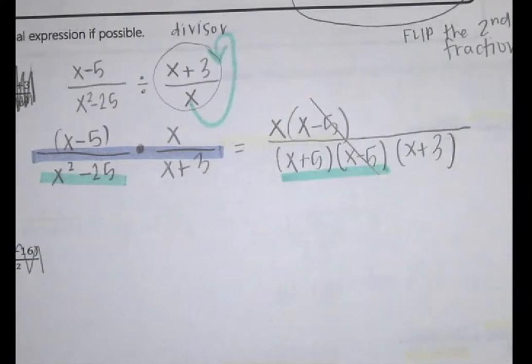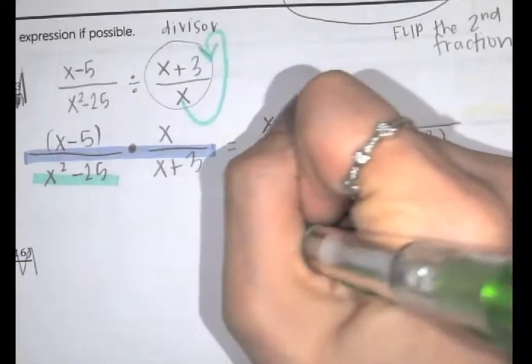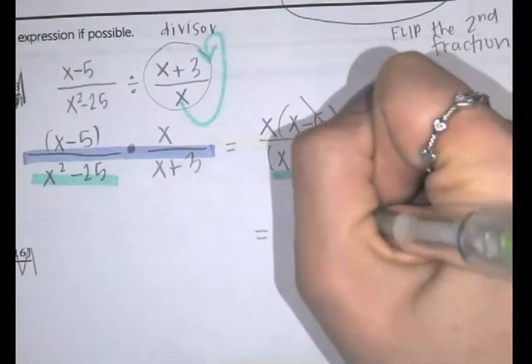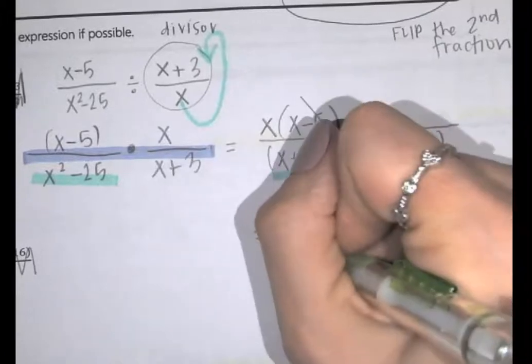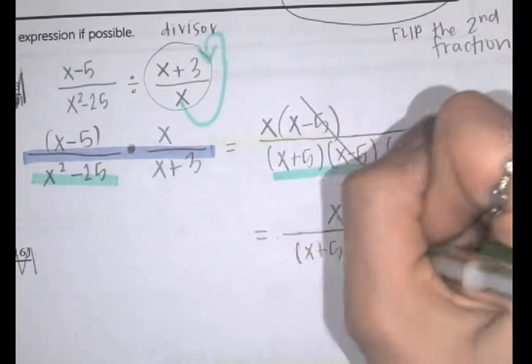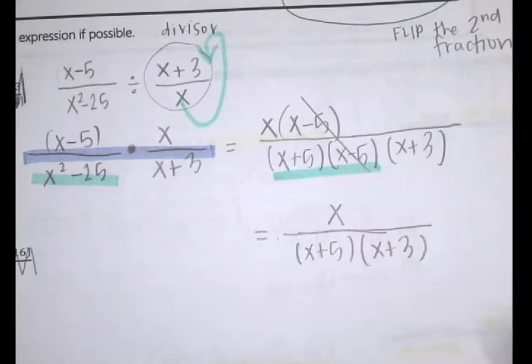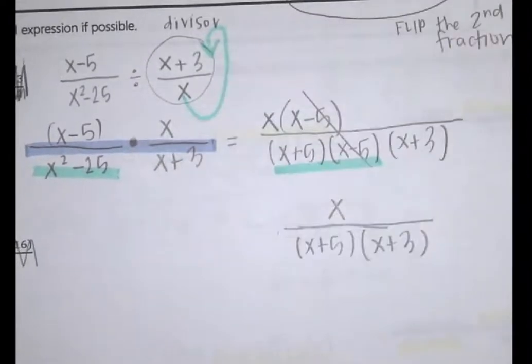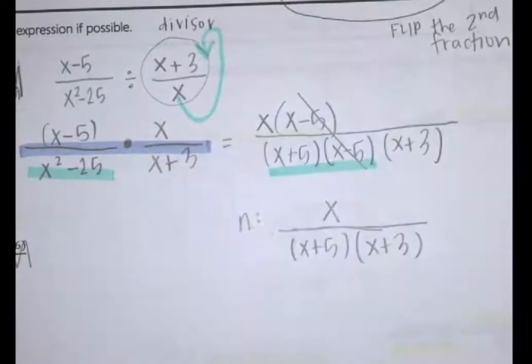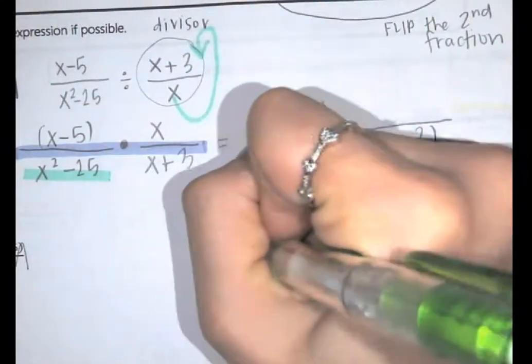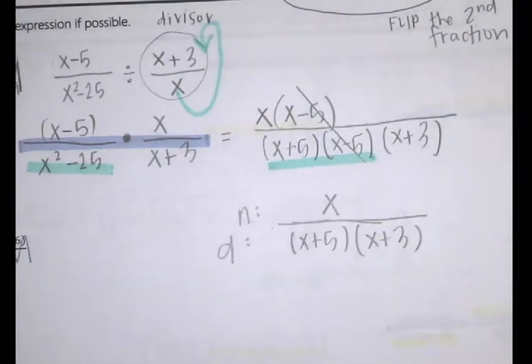The x minus 5s are the only thing that simplify out in this problem. In the numerator, we have x. In the denominator, we have x plus 5 times x plus 3. And that is our final answer. In Canvas, we would type in just x for our numerator. And for our denominator, we would type in those two binomials exactly as you see them with no spaces.